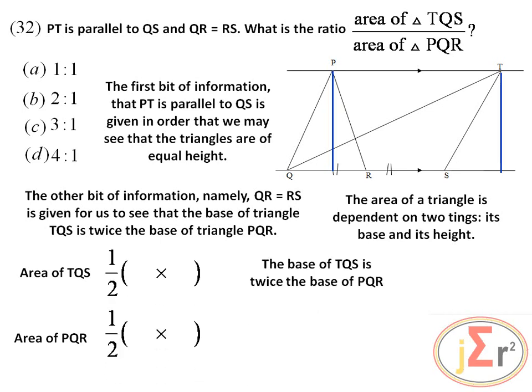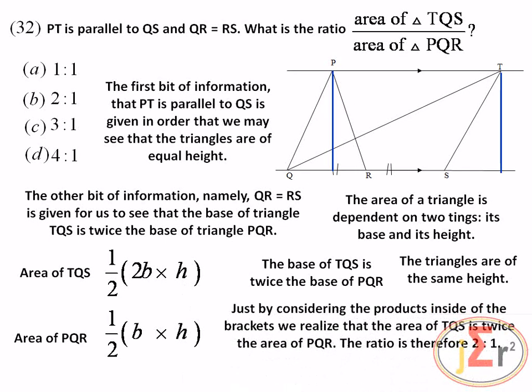Do not forget that the base of TQS is twice the base of PQR. So we have 2B for the base of TQS, and we have B for the base of PQR. The base of TQS is twice that of the base of PQR. We may represent the one that is twice as 2B and the other one as B. The triangles are of the same height.